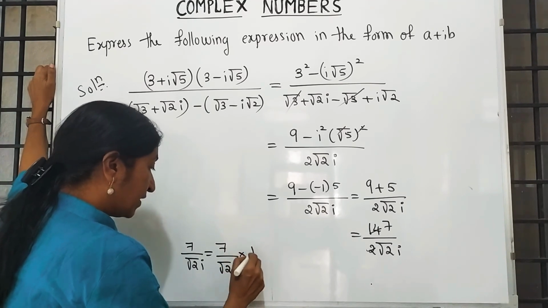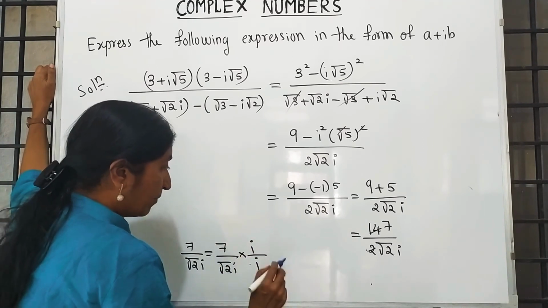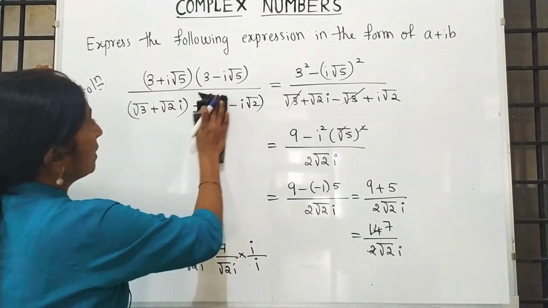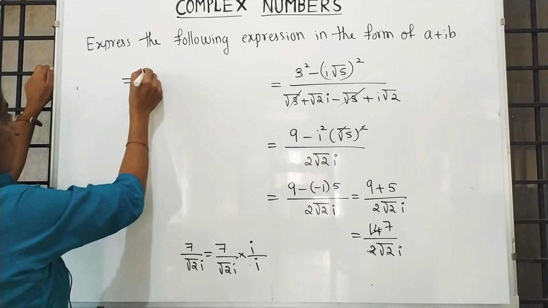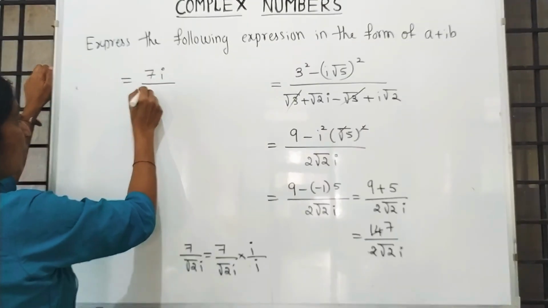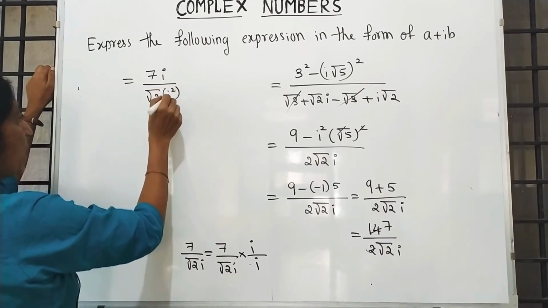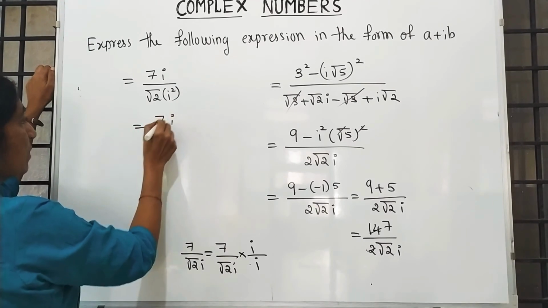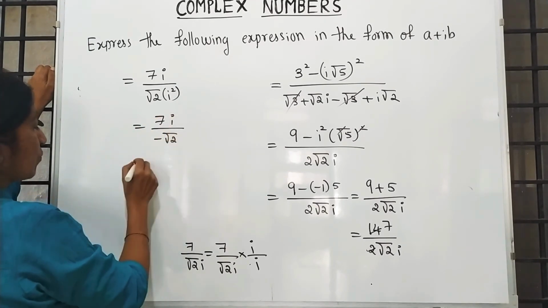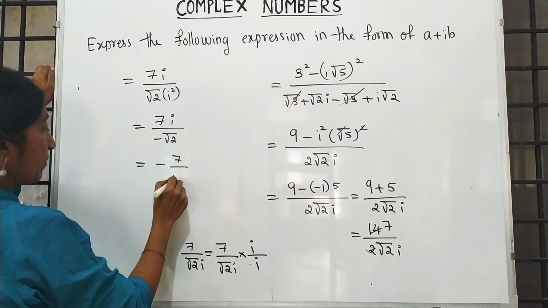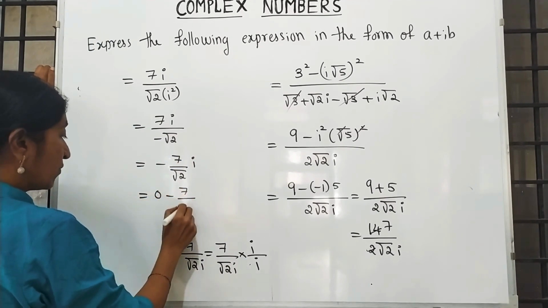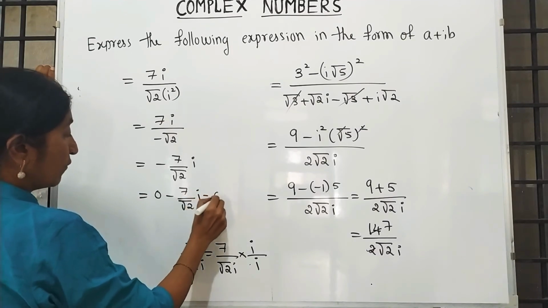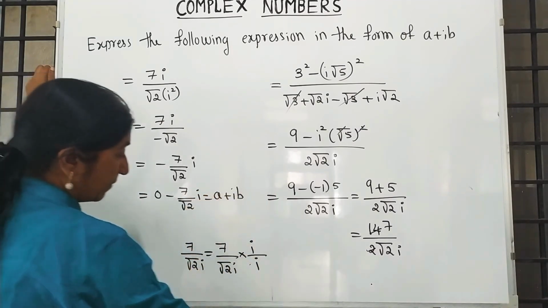Rationalizing factor means just I am multiplying and dividing by i. Multiplying and dividing by i. That is 7i upon root 2 i square. I square is what? Minus 1. So it is minus root 2. Finally we can write minus 7 by root 2 i, or 0 minus 7 by root 2 i. See, it is in the form of a plus ib.